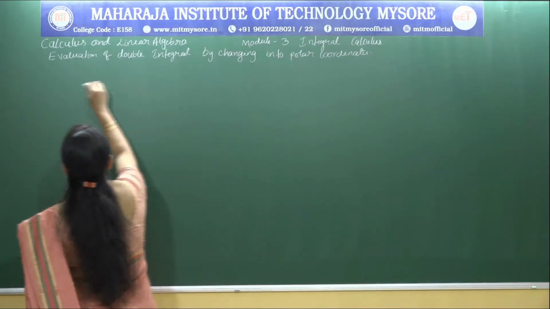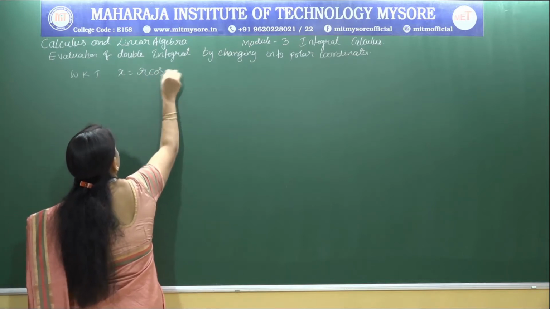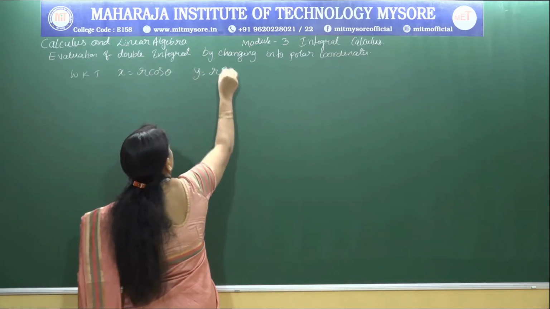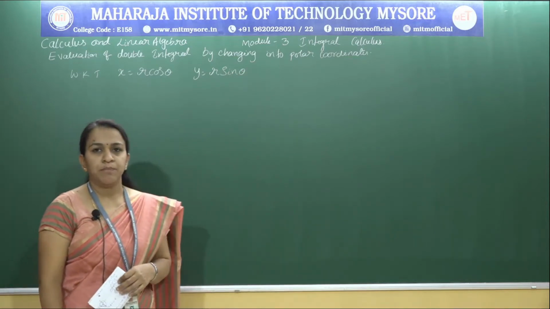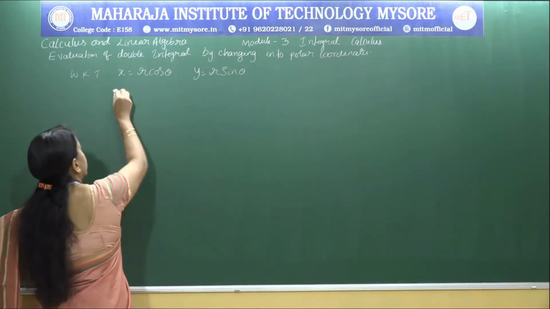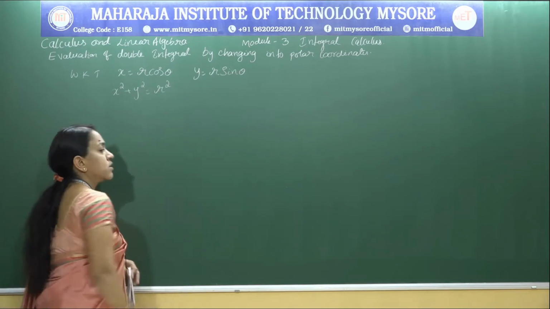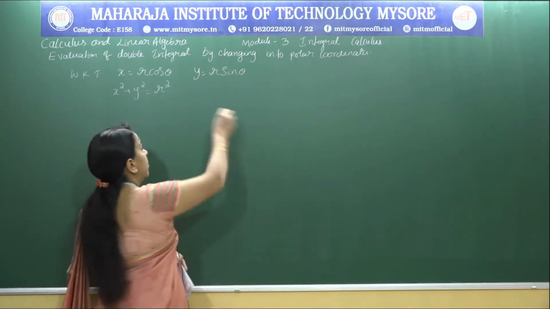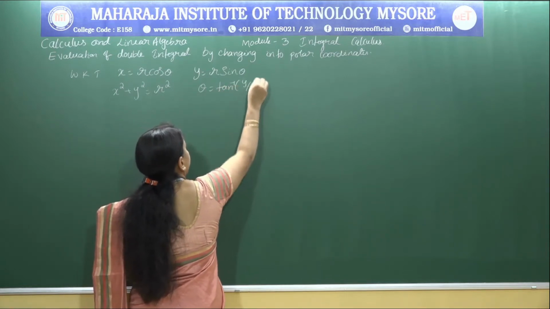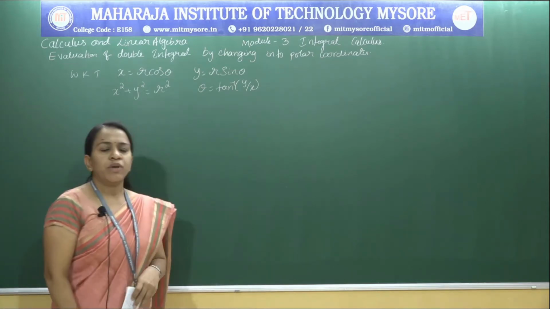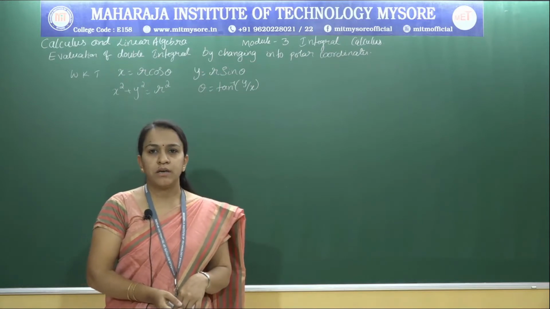That is, we know that x equals r cos theta and y equals r sin theta represents the polar form of x and y. Where r is given by x square plus y square equals r square, and theta is given by tan inverse of y by x. So, we are going to use the polar form in evaluating a double integral.